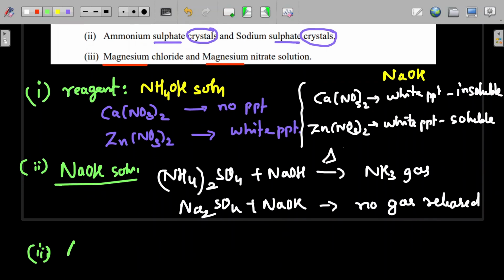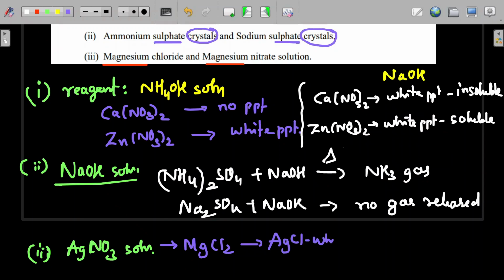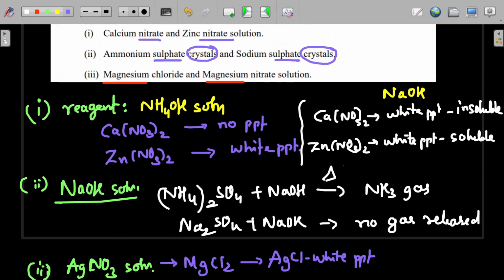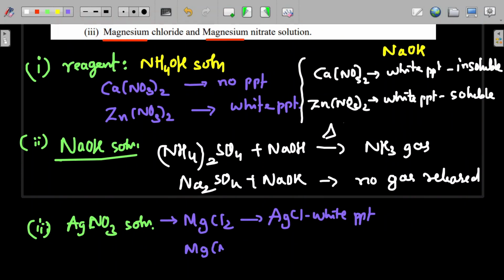Say I will take silver nitrate solution, AgNO3 solution, with magnesium chloride and silver nitrate. We will get AgCl, that is a white PPT. But the same silver nitrate with magnesium nitrate, see, nitrate and nitrate. Can you expect any precipitate here? No, because whenever they exchange, again you will get silver nitrate, magnesium nitrate only. So here we will not get any precipitate.